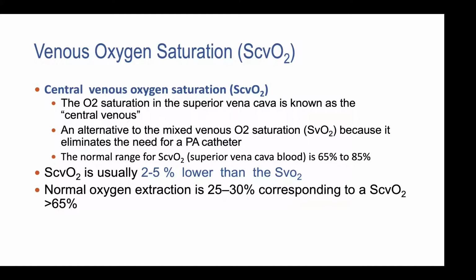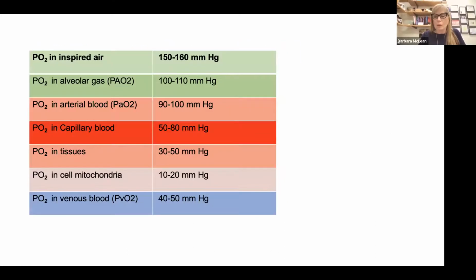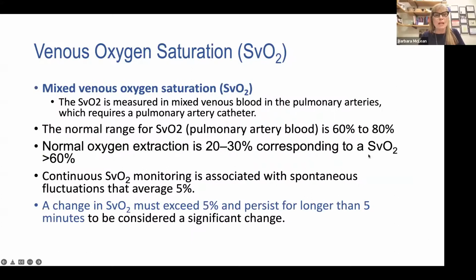So depending on your SvO2 or your ScvO2, the normal oxygen extraction is 25% to 30% versus the normal SvO2, which is typically going to be 60 to 80%. I'm sorry, 20 to 30%.